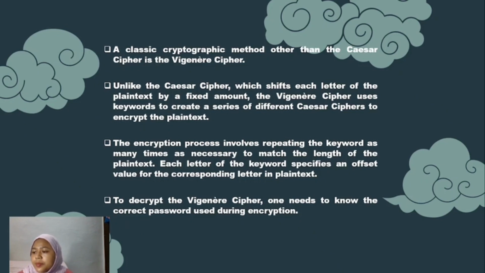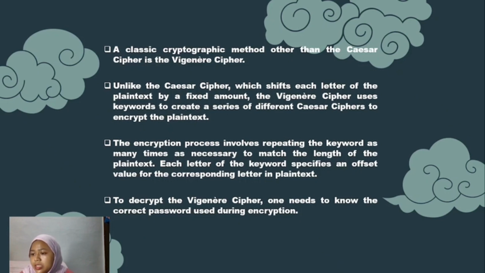The encryption process involves repeating the keyword as many times as needed to match the length of the plaintext. Each letter of the keyword determines the shift value for the corresponding letter in the plaintext. By using different shift values based on the keyword, the Vigenere cipher adds an extra layer of complexity, making it more challenging to break compared to a monoalphabetic cipher like the Caesar cipher. Despite being more secure than a monoalphabetic cipher, the Vigenere cipher can still be vulnerable to certain attacks, especially if the keyword is short and easy to guess.